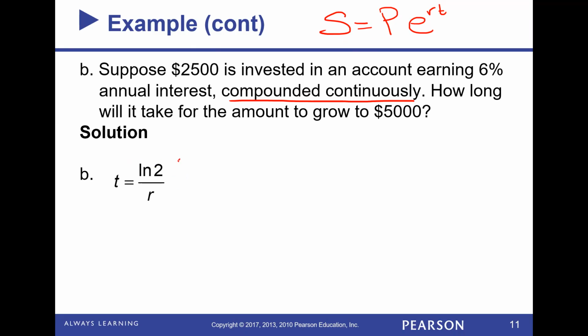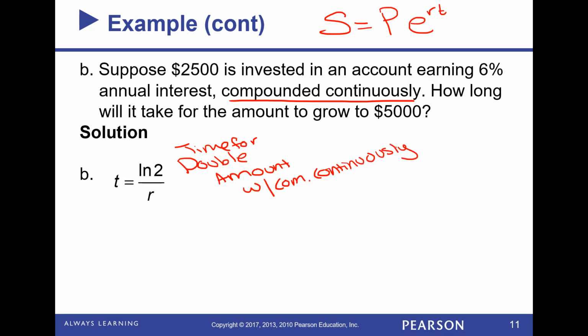Again, this only works if you're looking for the time for double the amount. And again, it has to be with compound continuously. If it's not with compound continuously, you cannot use this formula. Okay. Now our rate was 6%. So again, with that beautiful 6% there, change it to a decimal. So I'm literally looking at the natural log of 2 divided by 0.06. And that's it. That's all I have to do.